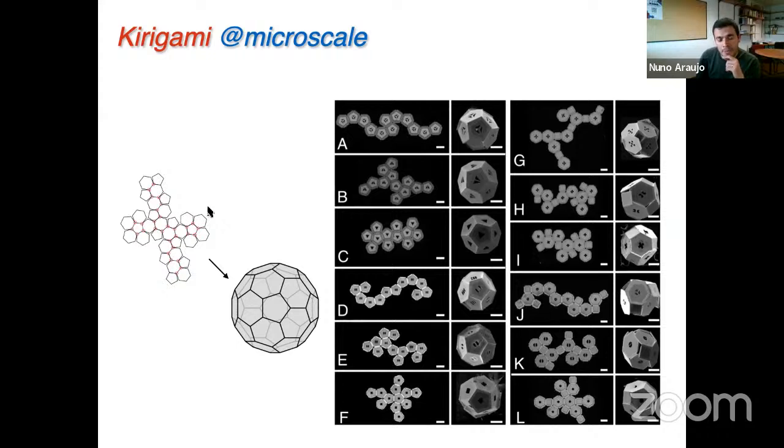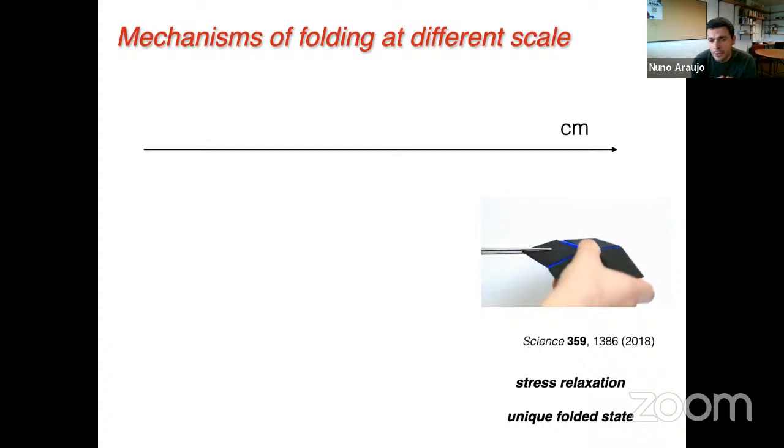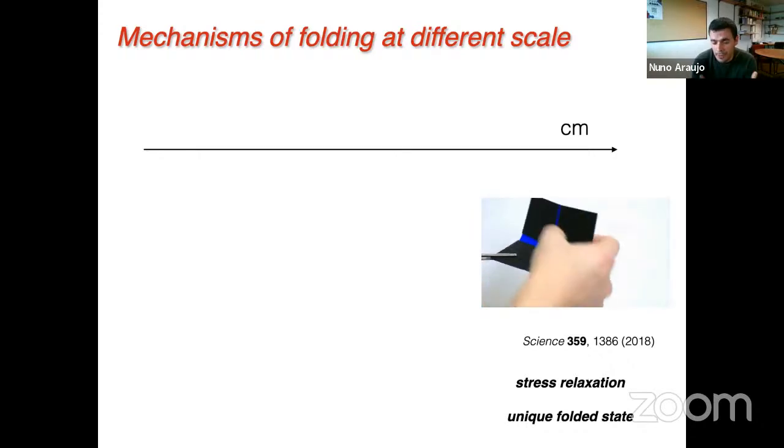And so what we have been trying to do is to come up with a theoretical framework that will allow us to describe this type of problems. Obviously, folding is something that has been studied by the physics community from different perspectives. And what we know is that the folding mechanism strongly depends on the length scale that we are looking at. So if you think about folding at the macro scale, the centimeter scale, it typically occurs through some stress relaxation, and therefore not only the folding path, but also the final folded configuration is unique.